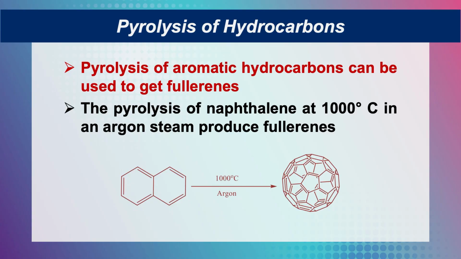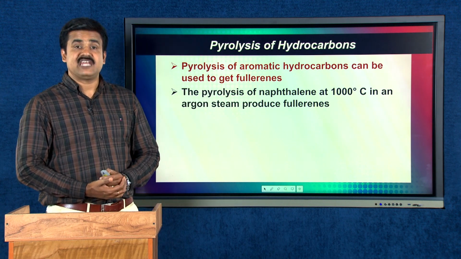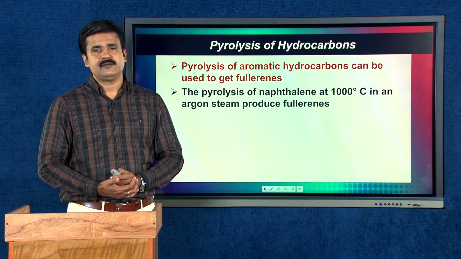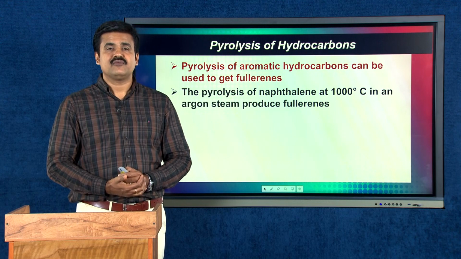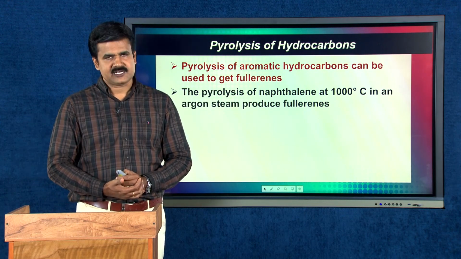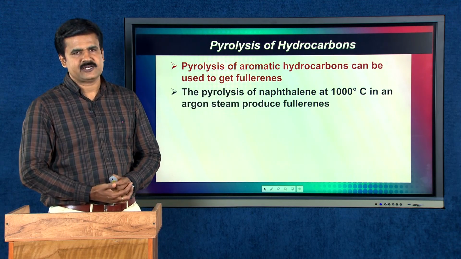Pyrolysis of hydrocarbons is the third synthetic procedure we are adopting for the preparation of fullerene. In the pyrolysis technique, we are performing pyrolysis of aromatic hydrocarbons, and the pyrolysis of aromatic hydrocarbons enables the formation of fullerenes. The pyrolysis of naphthalene, which is an aromatic hydrocarbon, performed at 1000 degrees Celsius in an inert atmosphere of argon steam, produces fullerene. This is a very significant method for the preparation of fullerene.